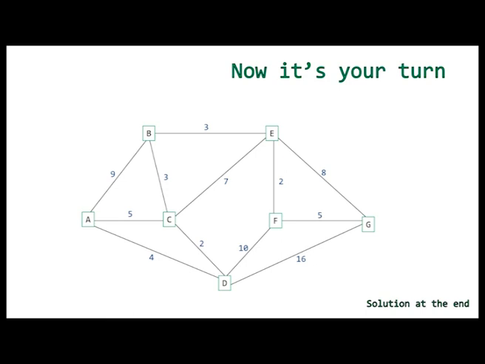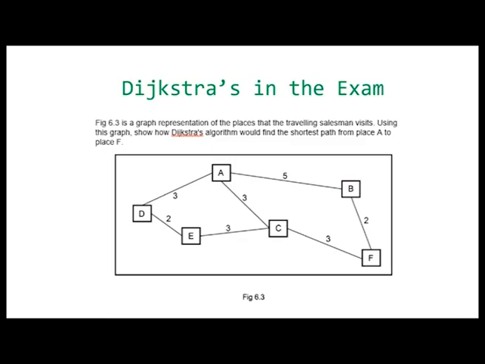Now within the exam, this is the type of exam question you will get. This is taken directly from a past exam paper. It says Fig 6.3 is a graph representation of the places that a travelling salesman visits. Using this graph, show how Dijkstra's algorithm would find the shortest path from place A to place F. And then you'll just work through that.